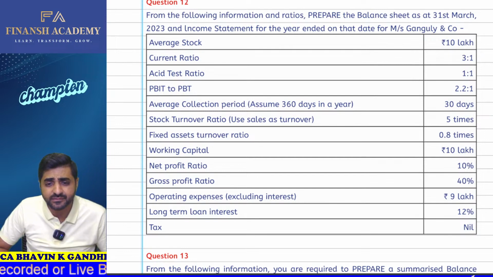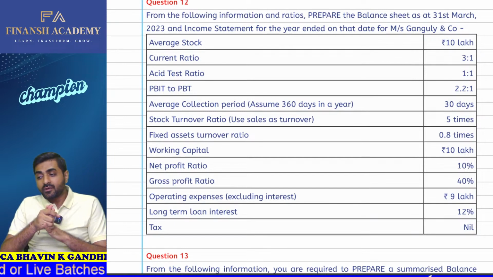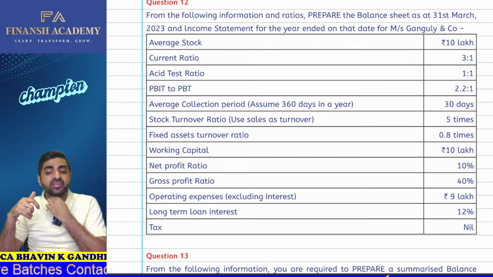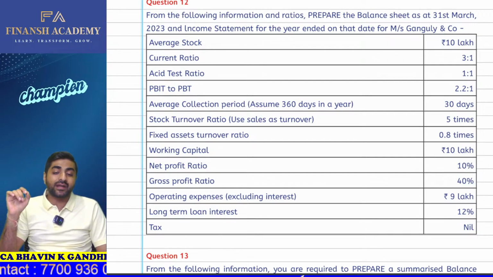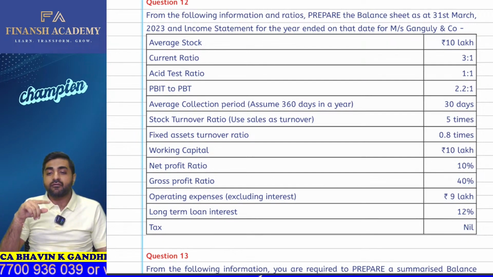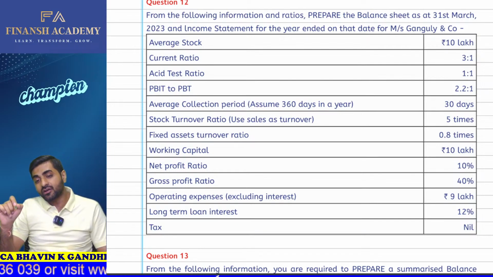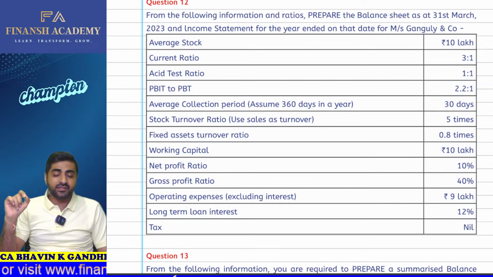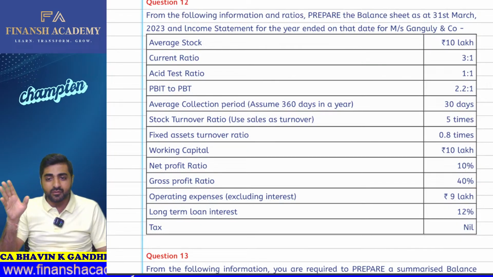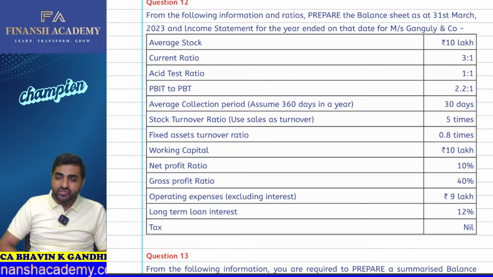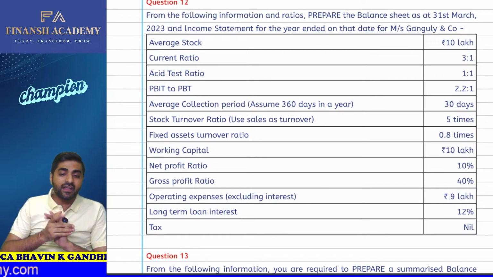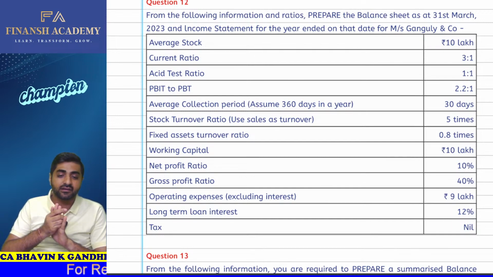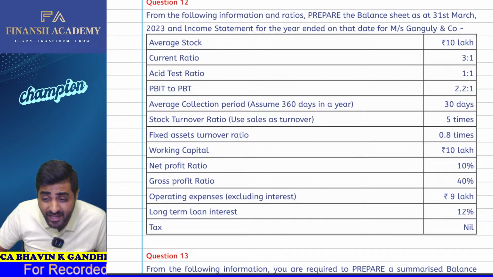Let's read this particular question. From the following information and ratios, we are required to prepare the balance sheet as at 31st of March 23 and the income statement for the year ended on that particular date of Messrs. Ganguly and Company. So we are required to prepare income statement and your balance sheet. So we have average stock, we have current ratio, we have acid test ratio, which is also known as quick ratio. Then we have EBIT upon EBT. We have debt collection period, assume 360 days in a year. Then we have stock turnover ratio, use sales as turnover.